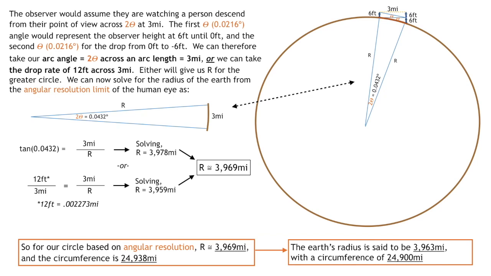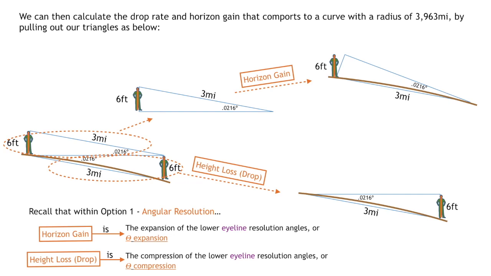3,969 miles. So for our circle based on the angular resolution limit of the human eye, we can calculate a radius of 3,969 miles, and the circumference then comes out to 24,938 miles. And coincidentally or not, the Earth's radius is said to be 3,963 miles with a circumference of 24,900 miles. We can then calculate the drop rate and horizon gain that comports to a curve with a radius of 3,963 miles by pulling out our triangles as below.